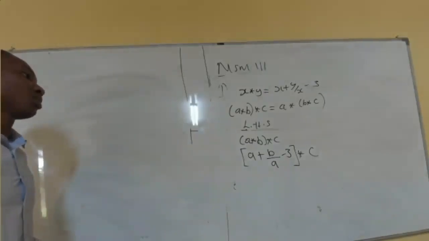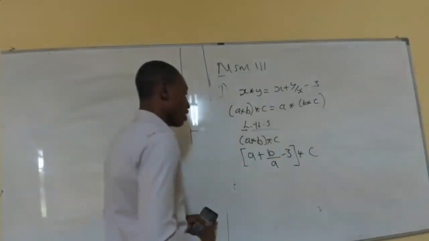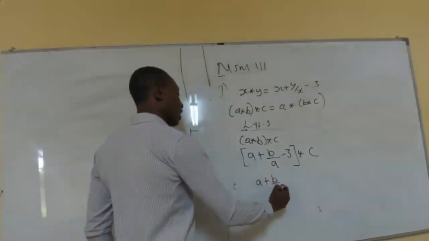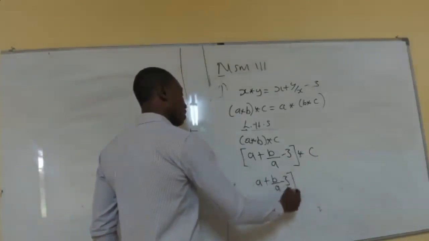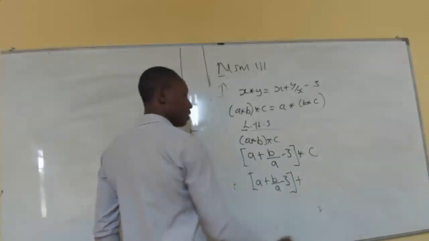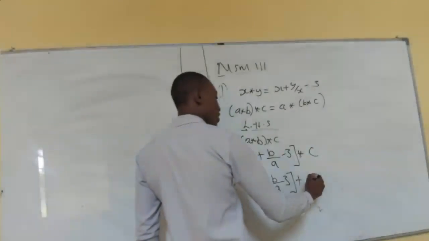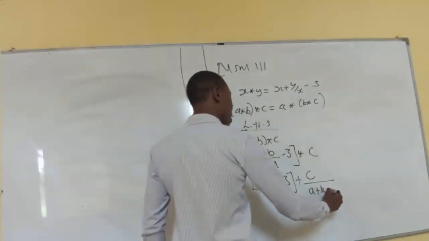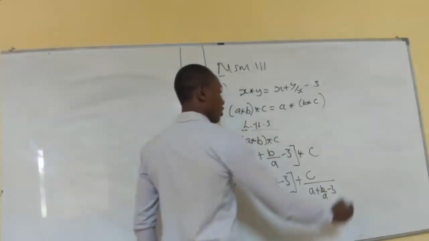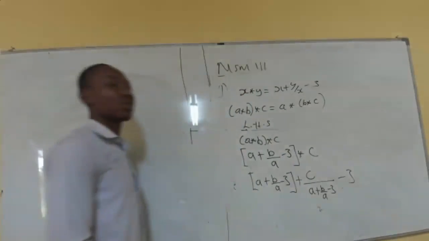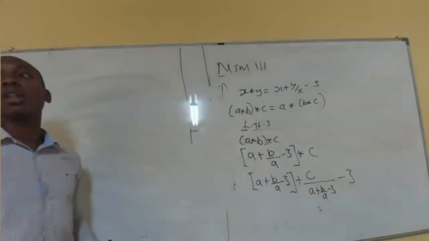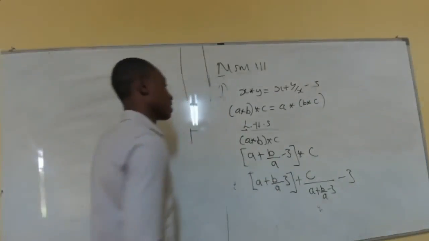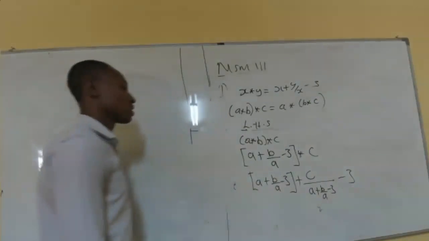So we are going to say to the first number, okay, the first number is A plus B over A minus 3, right? We're going to add the second number, which is C, over the first number, which is A plus B over A minus 3, then we're going to subtract a 3, alright? So this is basically how we get to that. So the first number in this case is this whole thing, then plus the second number, which is C over the first, and subtract a 3.